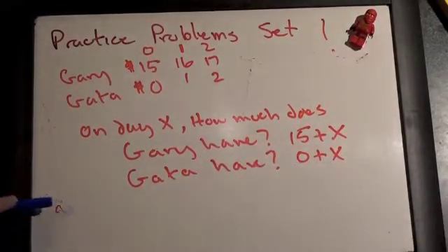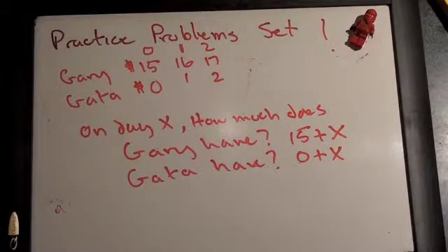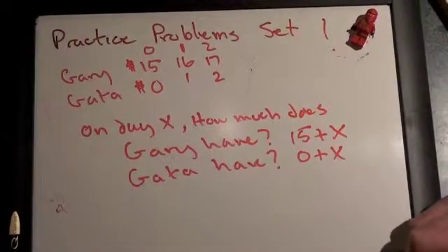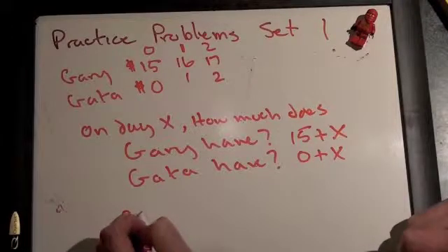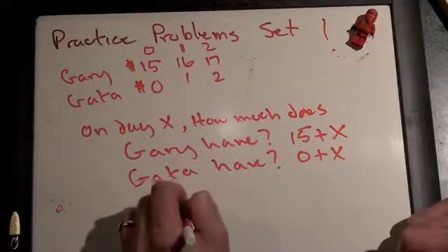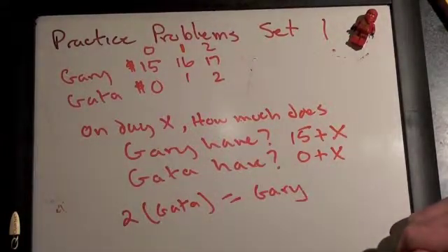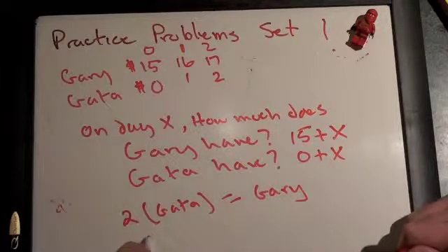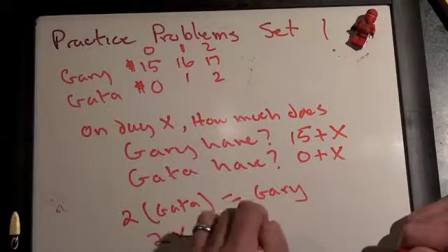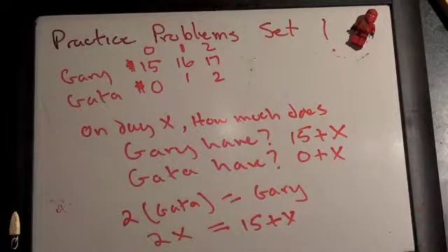And we're trying to figure out how many days it takes for Gary to have twice as much money as Gada. So we're trying to solve the equation. Twice as much means we multiply Gada's money by 2. So 2 times Gada equals Gary. What's 0 plus X? Just X. So 2 times X equals 15 plus X is the equation we're trying to solve. What is X?